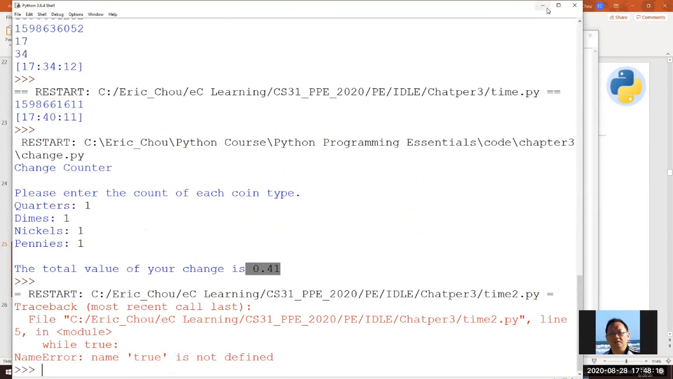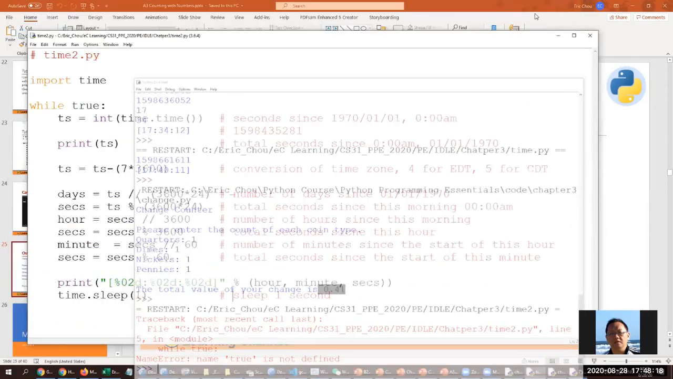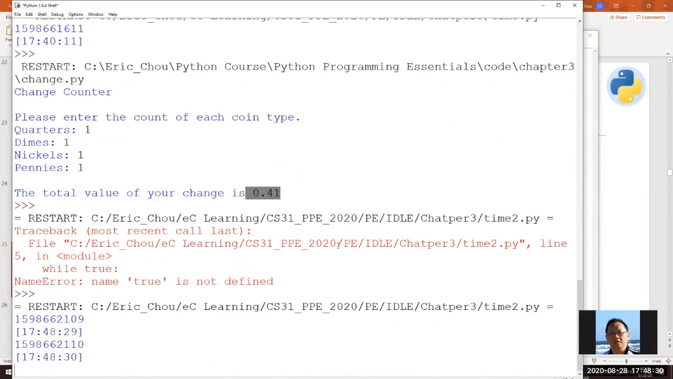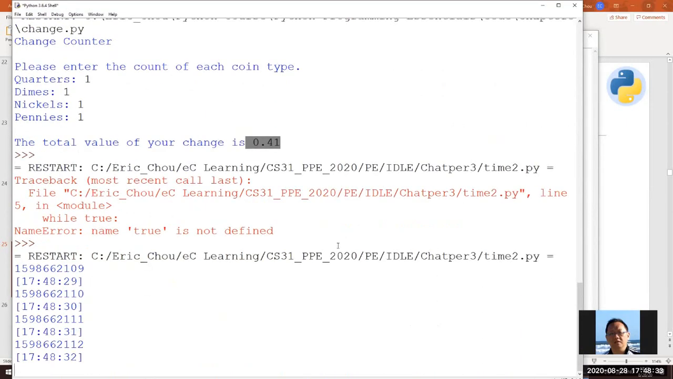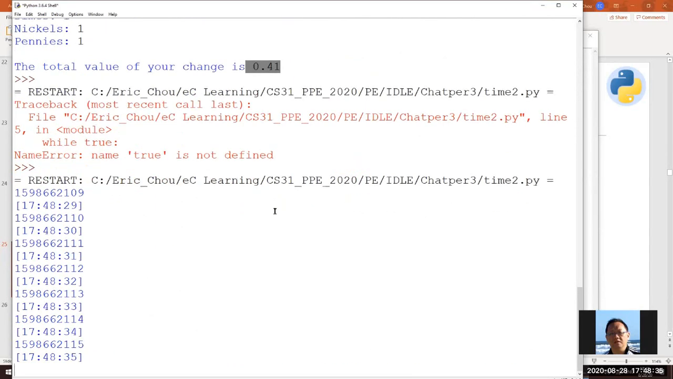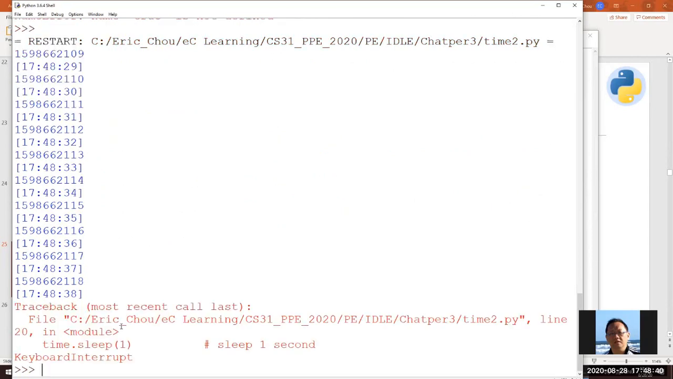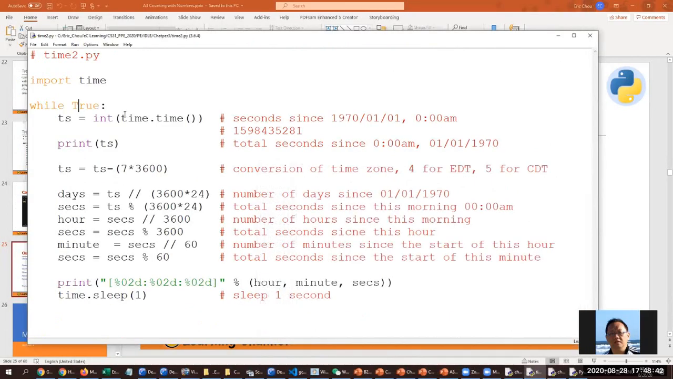Oh, sorry. The logic True is not true here. Need to do capital, okay? Capital True is always true. Okay, good. This is good. Let me actually break it. But I don't like to have the timestamp, so let me change the terminology from timestamp. Save, and that's wrong.